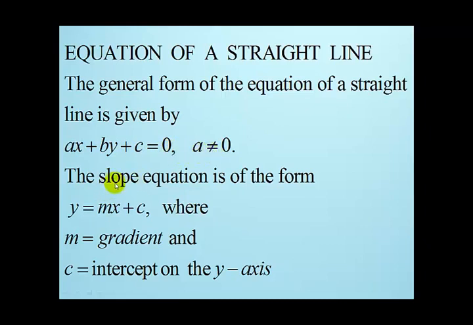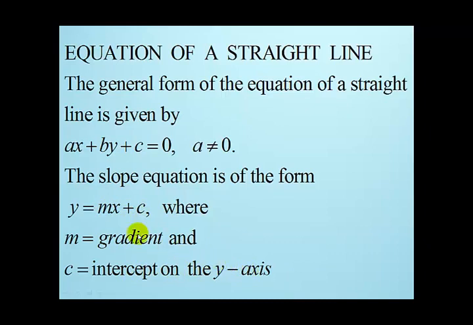Now the slope equation is of the form y equals mx plus c, where m is the gradient, that is the coefficient of the x term is the gradient, and the constant c is the intercept on the y-axis.